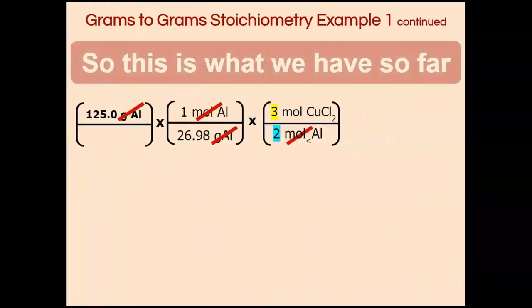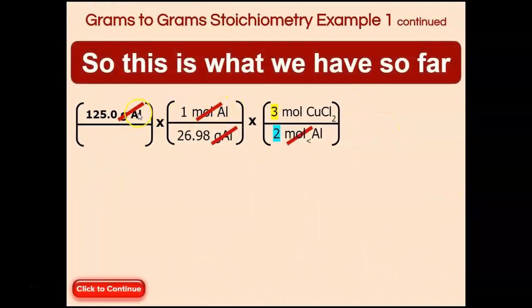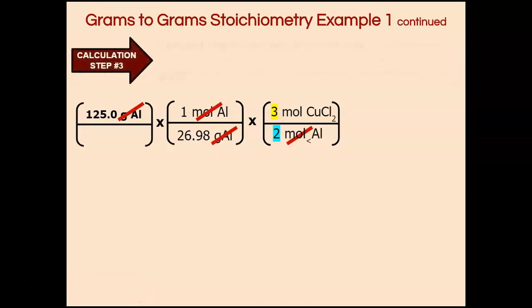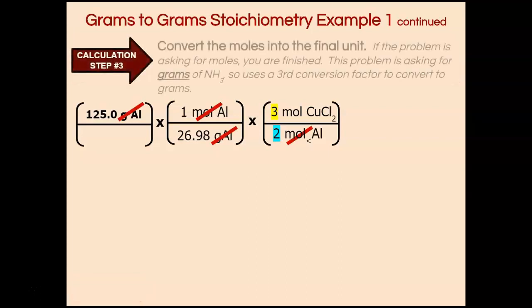So far, we have canceled grams of aluminum by using the molar mass and converting to moles. We have canceled moles of aluminum by using the mole-to-mole ratio from our equation. 2 moles of aluminum on bottom to cancel to 3 moles of copper chloride on top. This is what I want. Finally, we were asked to go all the way to grams, and so our final step is to convert moles of copper chloride to grams of copper chloride.